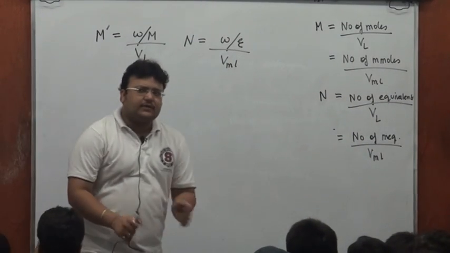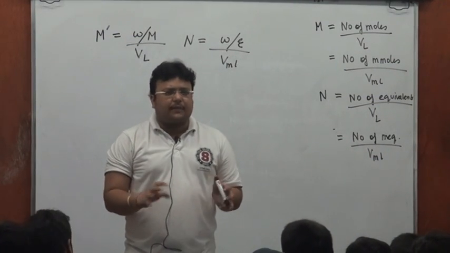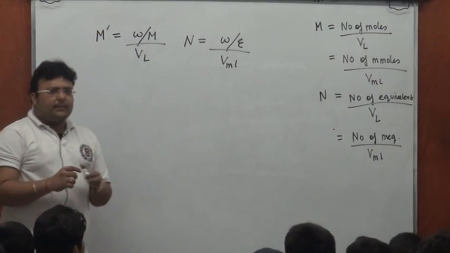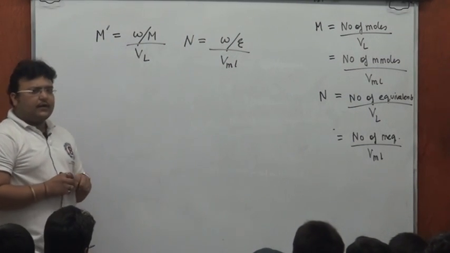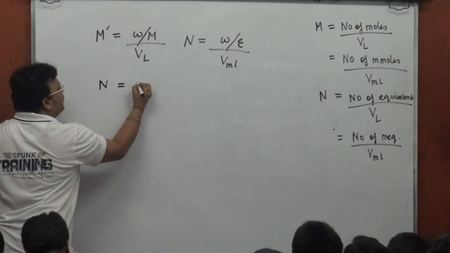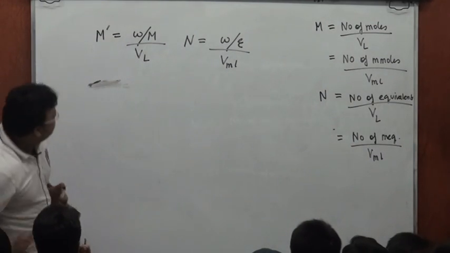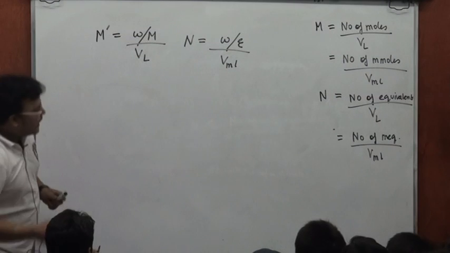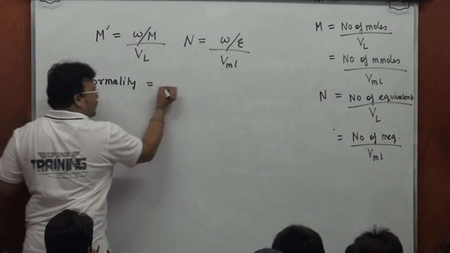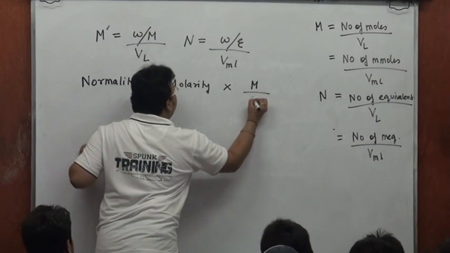Now for the same solute, in the same solution, how do you relate normality and molarity? One look and you realize that normality is going to be equal to molarity. Maybe I'll want to be more elaborate here. Normality will be equal to molarity into molecular weight upon equivalent weight.